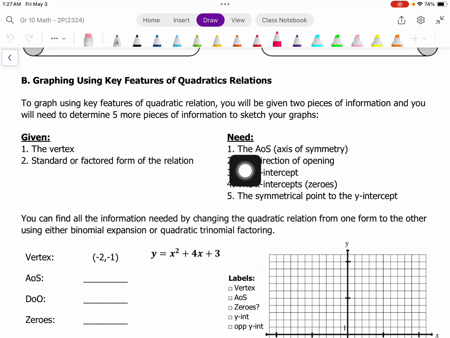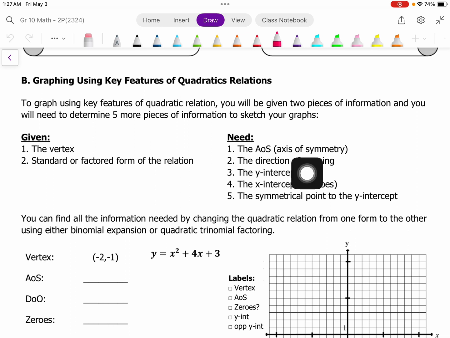So you're going to need the axis of symmetry. You're going to need the direction of opening. So this you get from both forms. You're going to need the y-intercept. So for that you need standard form. The zeros or x-intercepts, for that you need factored form, and a symmetrical point to the y-intercept. So for that you need to know the y-intercept and then also the axis of symmetry.